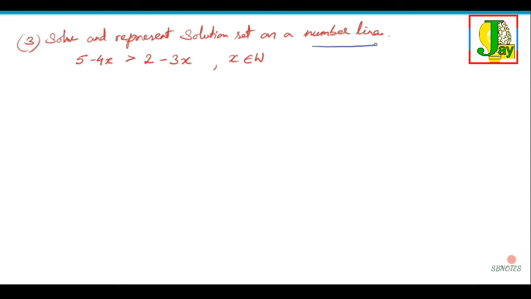So this is the inequality sign and the replacement set is given, x belongs to W. W means whole numbers. Okay, so let us first solve this. So 5 minus 4x greater than 2 minus 3x.